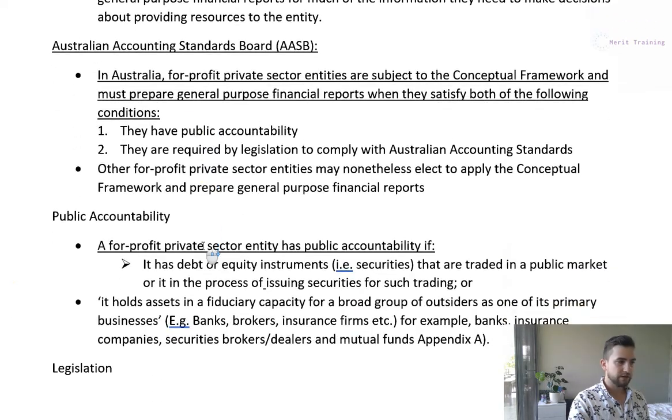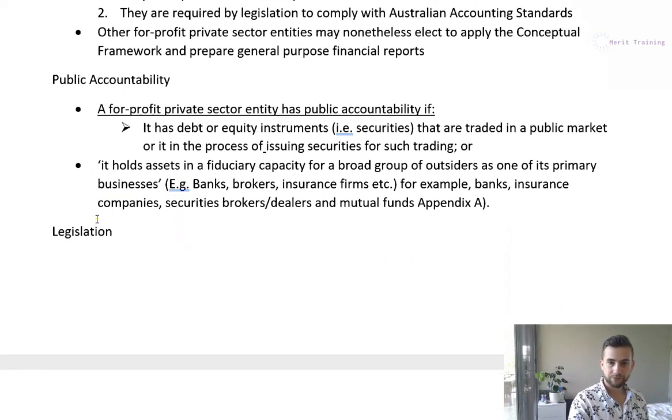In Australia, for-profit private sector entities are subject to the conceptual framework and must prepare general purpose financial reports when they satisfy both of the following conditions. Number one, they have public accountability. Number two, they're required by legislation to comply with accounting standards. So remember what I said before about public companies, listed companies, charities: they all have public accountability, therefore they need to prepare general purpose financial statements.